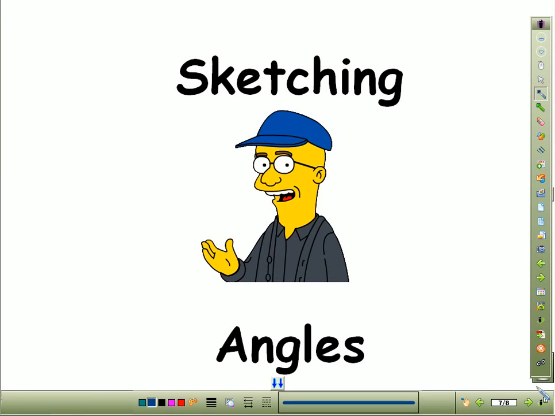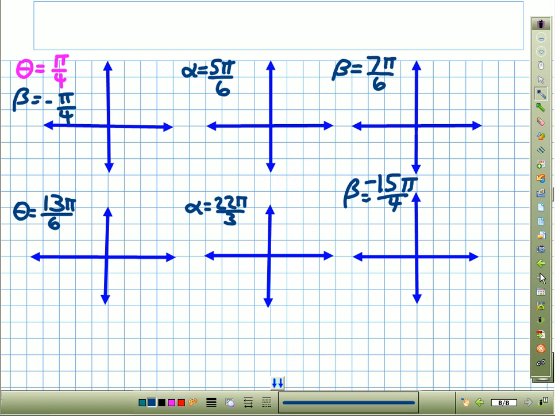Okay, now that we've defined radians, looked at how to convert from degrees to radians, and from radians to degrees, let's look at how we sketch angles. So if we're given an angle and we want to represent it graphically, what does that mean? Well, let's look at some examples.